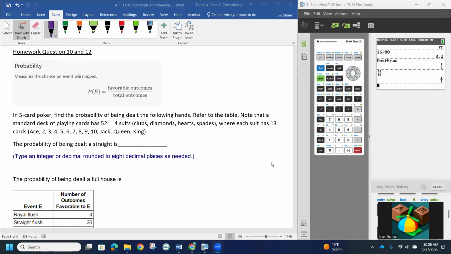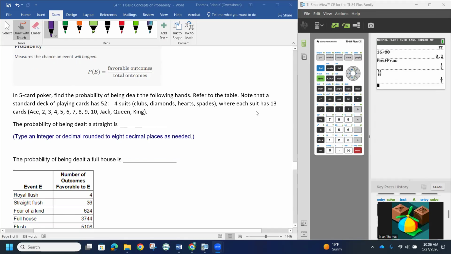So this example is involving five card poker. A lot of times we call that five card stud. So find the probability of being dealt the following hands. Refer to the table. Note that a standard deck of playing cards has 52. So four suits, clubs, diamonds, hearts, and spades, where each suit has 13 cards. The ace, the deuce, the three, the four, the five, the six, the seven, the eight, the nine, the 10, the jack, the queen, the king. And remember, the ace can either be high or low, so they put it down low.